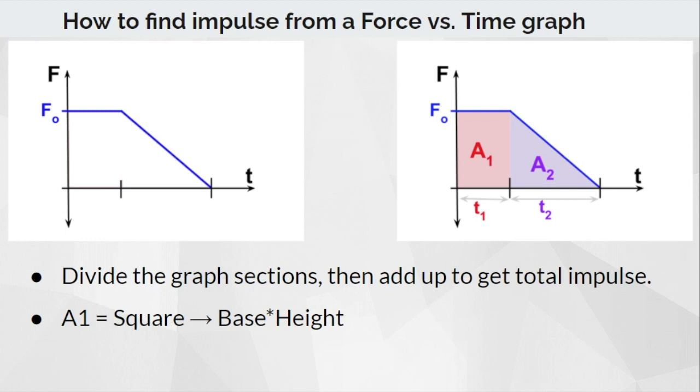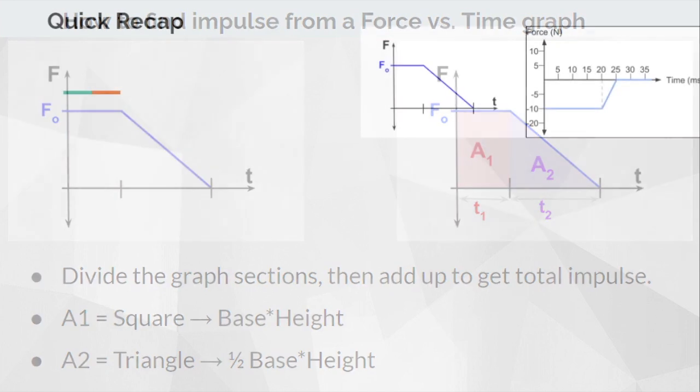A1 is a square, just like I mentioned, so the area of a square is base times height, and A2 is a triangle, and the area of a triangle is half base times height. So here's an example, just like I talked about on the last page, of a negative impulse. This is under the x-axis, and these are negative values for force, so I should expect a negative impulse. And on the left side, these are above the x-axis, so I should expect a positive impulse.